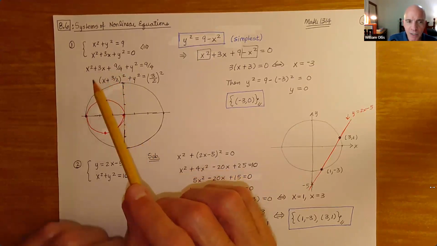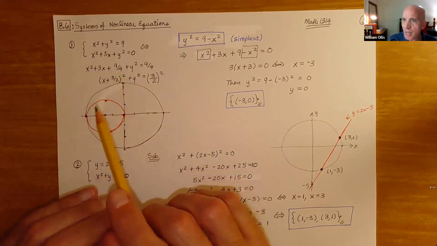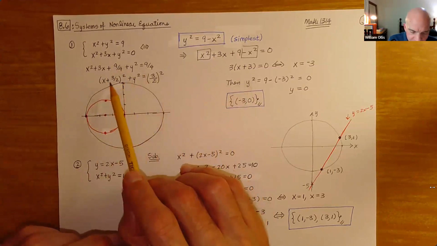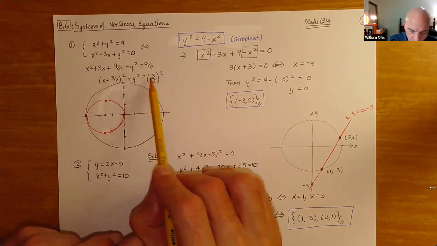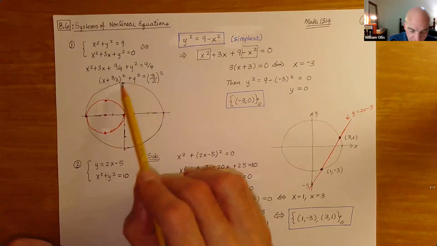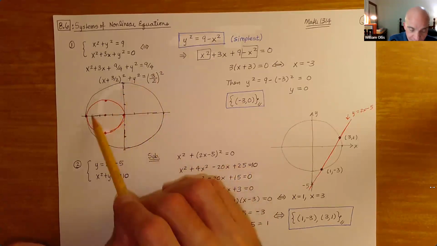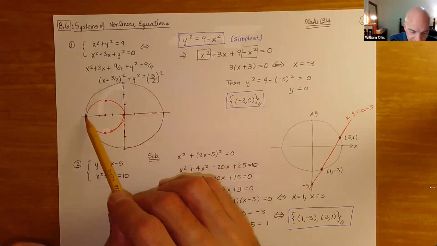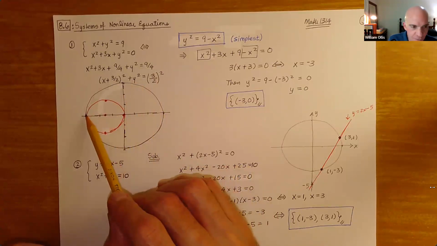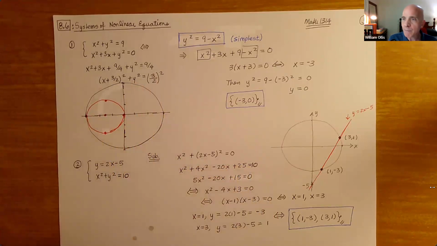So it's probably a good idea just to run back through the completing of the square just to verify that. But now we see that this is indeed a circle with radius 3/2 with center negative 3/2, 0, which I've notated here in red. So what we see here is that the point of intersection between the circles is indeed negative 3, 0.